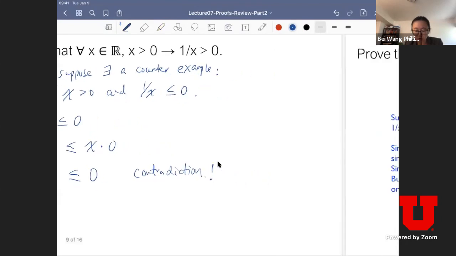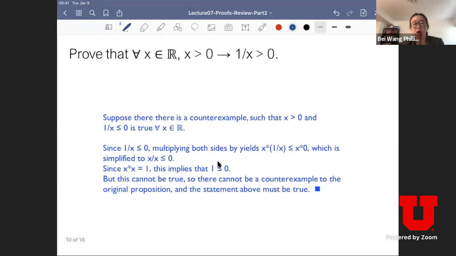Again, this is a sketch. The blue text here is the actual detailed proof, and I would encourage you to go over it carefully.